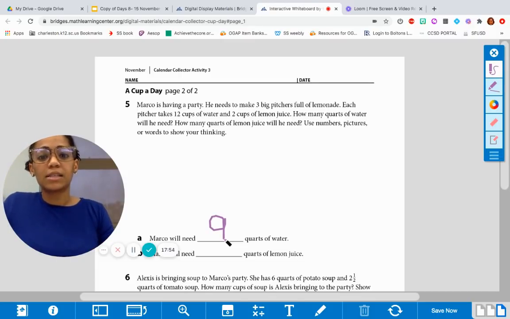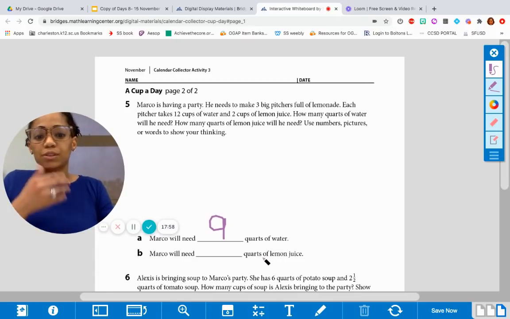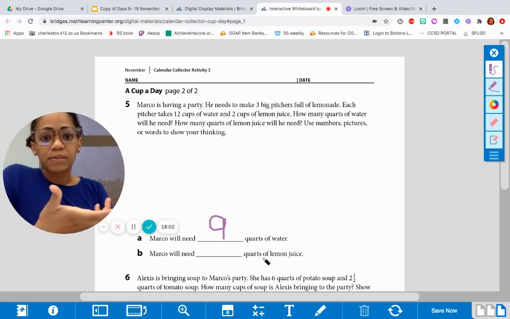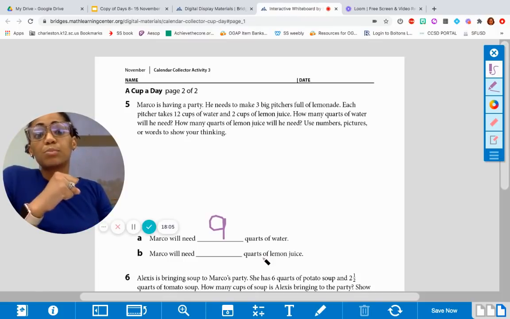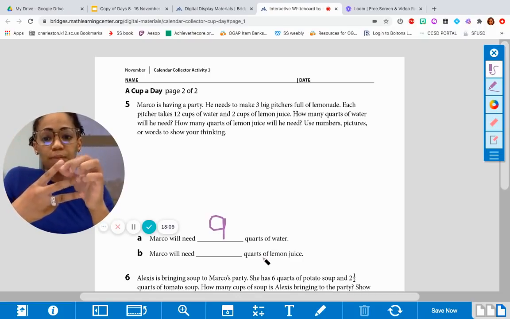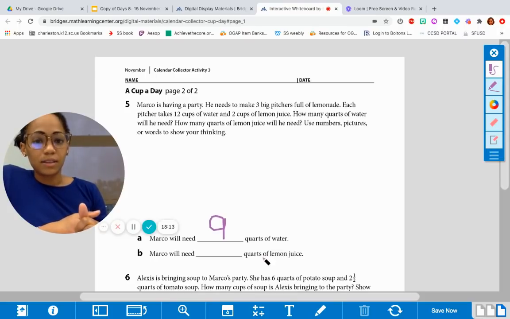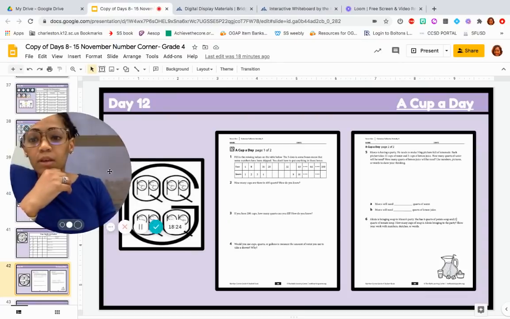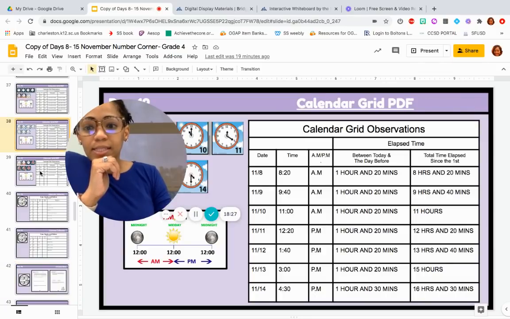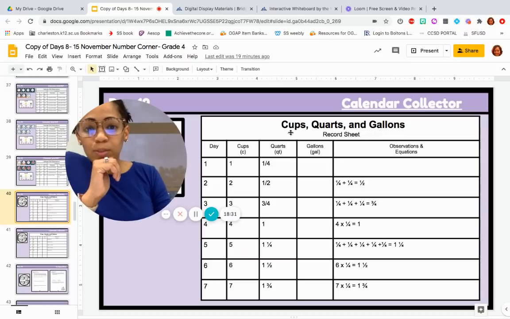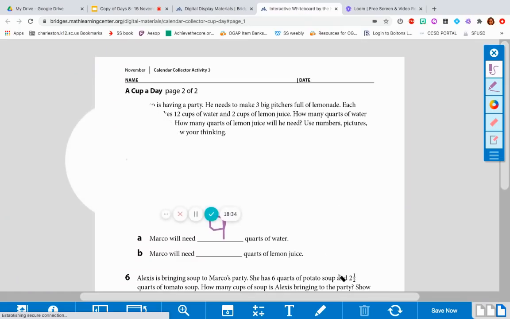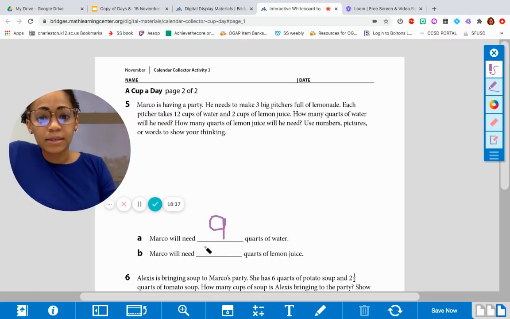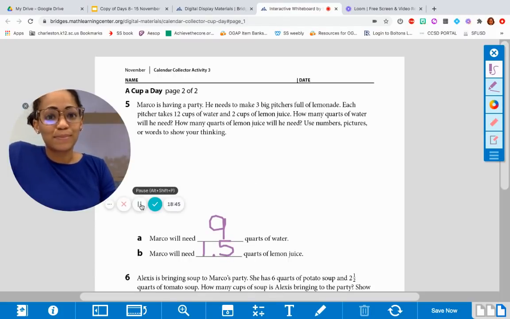Okay? Then it says, how many quarts of lemon juice? Well, you only need 2 cups of lemon juice in each pitcher. And you need 3 pitchers. That's 2 plus 2 plus 2, which is 6 cups of lemon juice, but we want to convert it to quarts. So maybe let's look back at the calendar collector for when we had 6 cups. And how many quarts was that? Yeah, that's 1 1/2. So I'm going to record that as 1.5, which is 1 1/2 quarts of lemon juice.